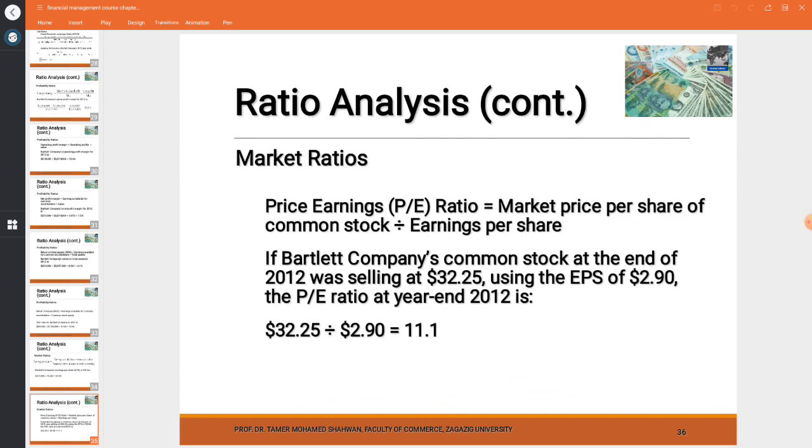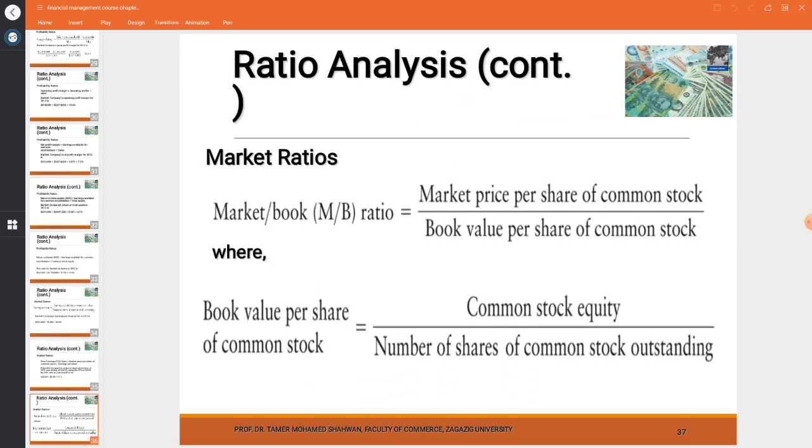Also, another important market ratio is called price earning ratio. Price earning ratio, PE ratio, is equal to market price divided by EPS that you previously calculated. But first, you calculate the earning per share, EPS, and then use it in the price earning ratio to determine what the price earning ratio is in our case. And this is also one of the very important ratios in assessing the marketability of your stock.